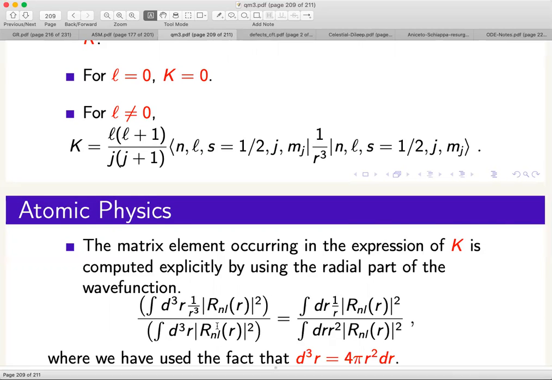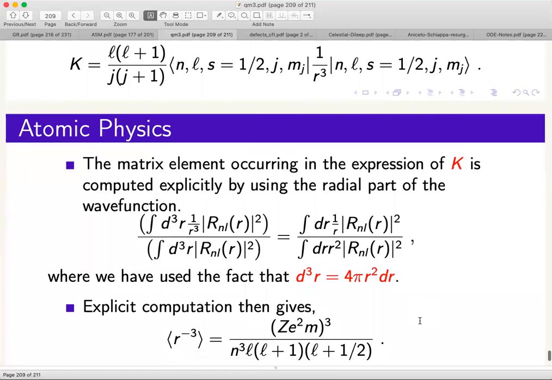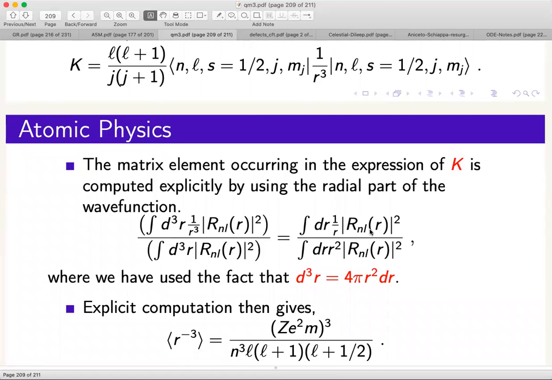The term in the denominator is just ensuring that R_nl is the normalized wave function. Okay, so d cube R, of course, is written as 4 pi R squared dR. If you do that, you get a 1 over R term times |R_nl| squared. The denominator, of course, has R squared dR times |R_nl| squared. So this is a computation that one has to do explicitly.